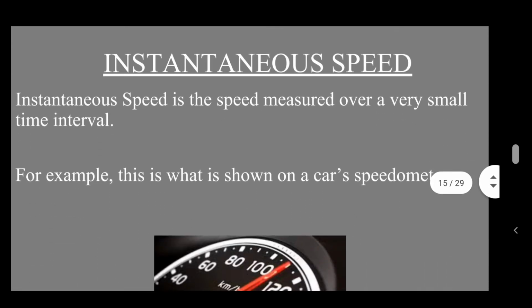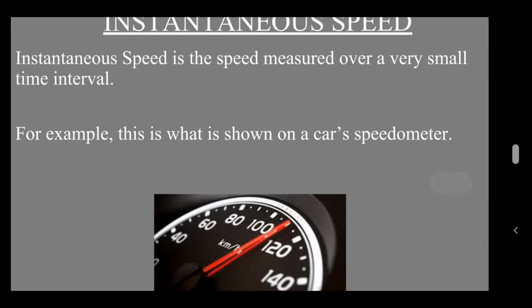For instantaneous speed, instantaneous speed is the speed in an instant, in that moment of time. So when you look at your speedometer, that is giving you a speed at that moment in time. Okay, so it's at an instant in time.